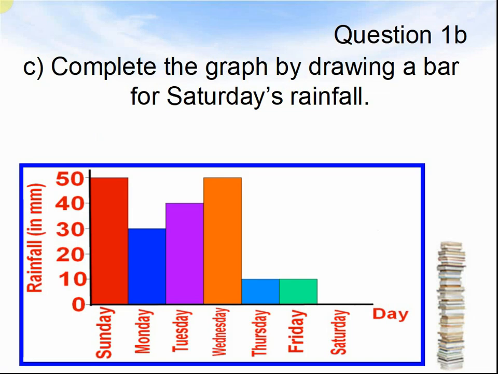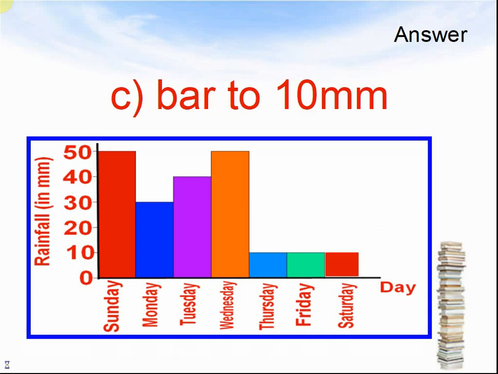Question 1c. Complete the graph by drawing a bar for Saturday's rainfall. Pause the video until you are ready to see the answer. Here comes the answer. The answer is a bar to 10 millimeters. Ta-da! Let's look at the next question.